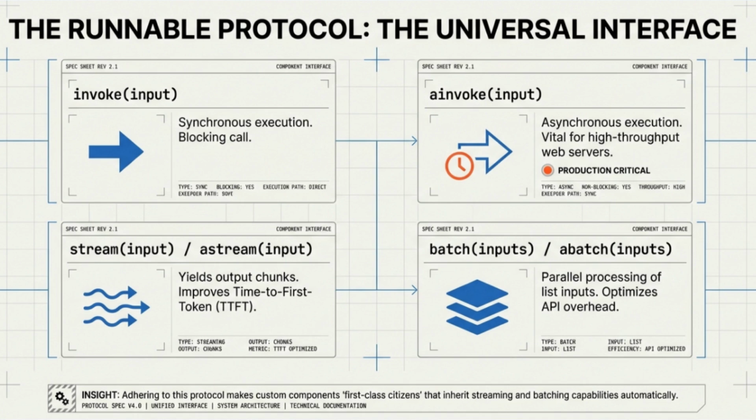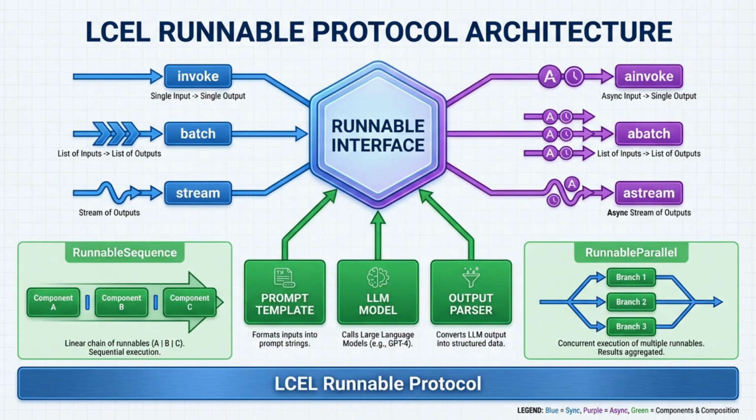And this unlocks 2 composition patterns. Runnable sequence. That's your pipe operator flowing data linearly. But the real power? Parallel. This lets multiple operations run simultaneously on the same input. Which brings us to the first thing you need when you build on this foundation. A system that doesn't fall over when the LLM misbehaves.